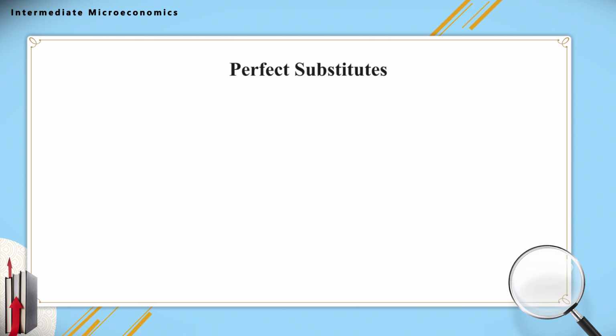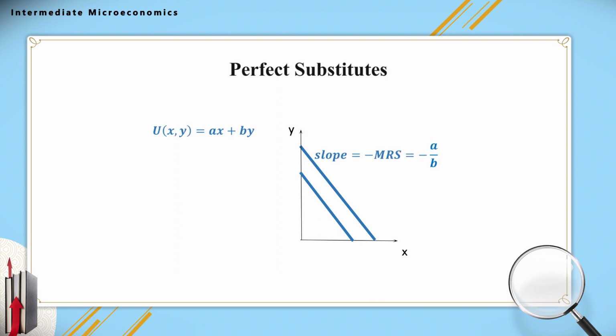The utility function of the perfect substitutes is u equals ax plus by. The indifference curves are straight lines. Because the consumer always substitutes x for y at a fixed ratio, the negative slope of the indifference curve gives the marginal rate of substitution. We can calculate it by the ratio of marginal utility of the two goods. It results in minus a over b.